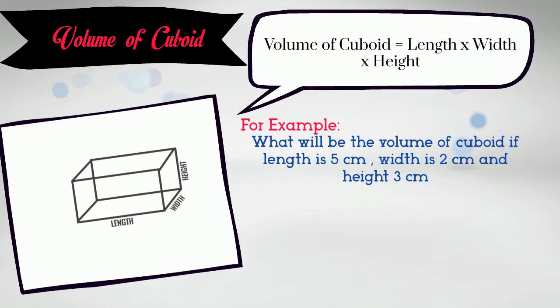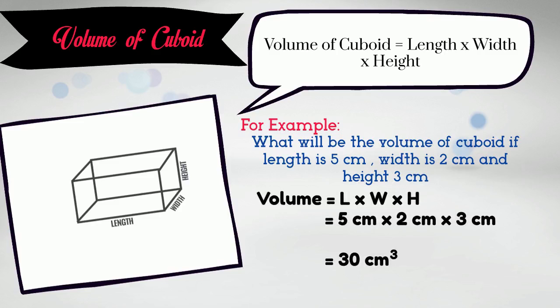Let's practice. For example, what will be the volume of a cuboid if length is 5 centimeters, width is 2 centimeters and height is 3 centimeters? So the formula is length into width into height. So our answer comes to 30 centimeter cube.